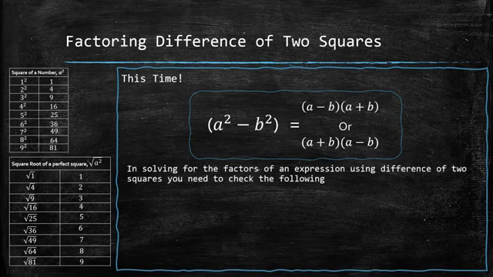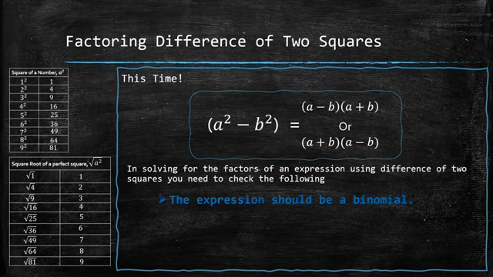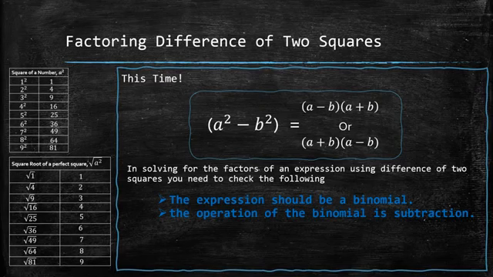Okay, in solving for the factors of an expression using difference of 2 squares, you need to check the following. This is very important. First, the expression must be or should be a binomial. When we say binomial, duha ka terms. Okay? 1, 2. So the expression is a binomial. Did you see that? Okay, check. Next, the operation of the binomial is subtraction. Let's check. That is a subtraction. Correct? Check tali na. Okay? Ayos. Next.